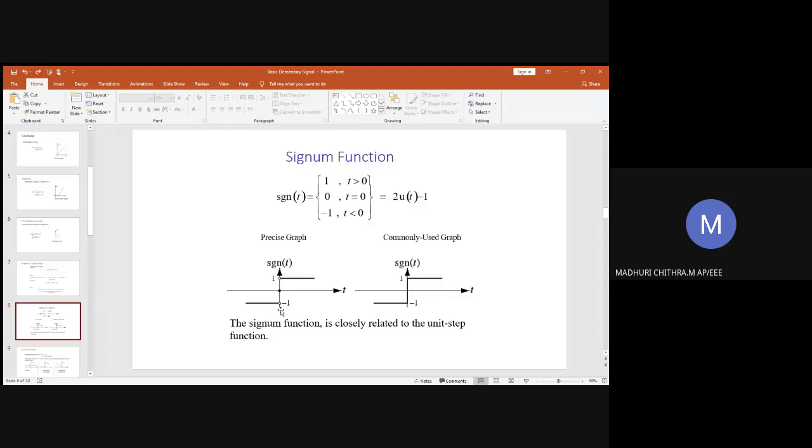What does the graph look like? On the left side it is minus 1, on the right side it is 1. For t less than 0 it is minus 1, and for t greater than 0 it is 1. So this looks exactly like a step function, right? The signum function is closely related to the unit step function. So 2 into u of t minus 1 is the signum function: minus 1, then 1.